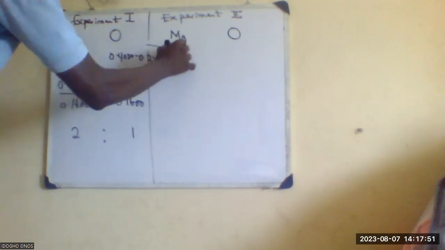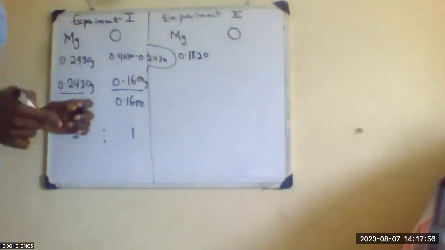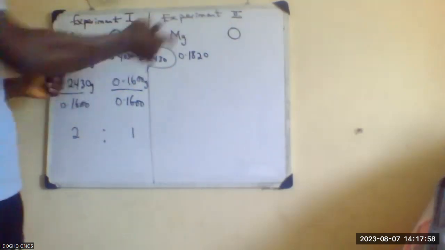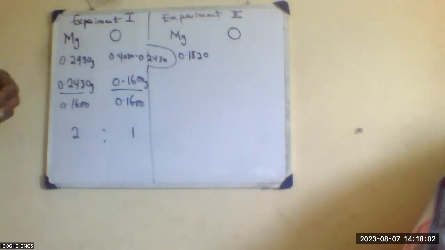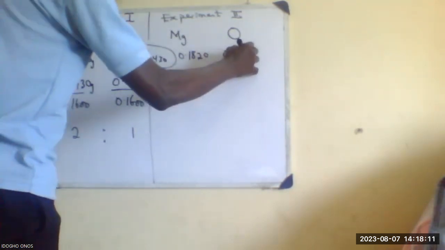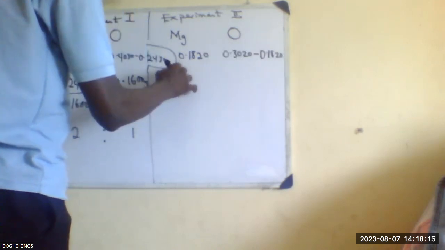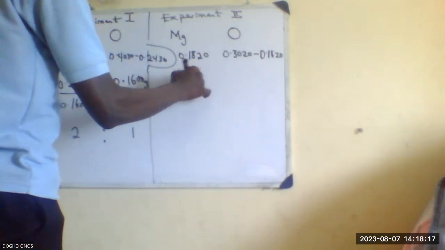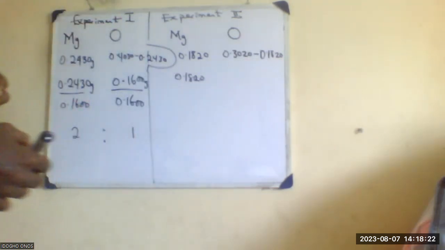0.1820. Okay, then they said it yielded a certain mass of magnesium oxide. So to get the oxygen, it will be the mass yielded minus the mass of magnesium, which is what? 0.3020 minus 0.1820. This should still give me 180. Sorry, 20. So 0.1200.